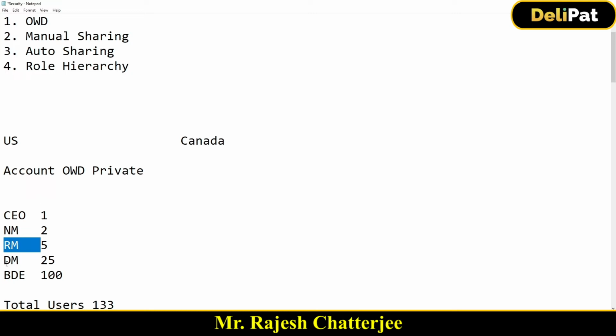Do you think the DM, the below level people, should have access? Definitely not. If the RM is creating the data, that data will be accessible by the NM, by the CEO, not by the DM, not by the BDE. You understand what I'm saying? Let's say the national manager has created the record. Now, who do you think would have access to the data? Only the CEO, not the RM, not the DM, not the BDE.